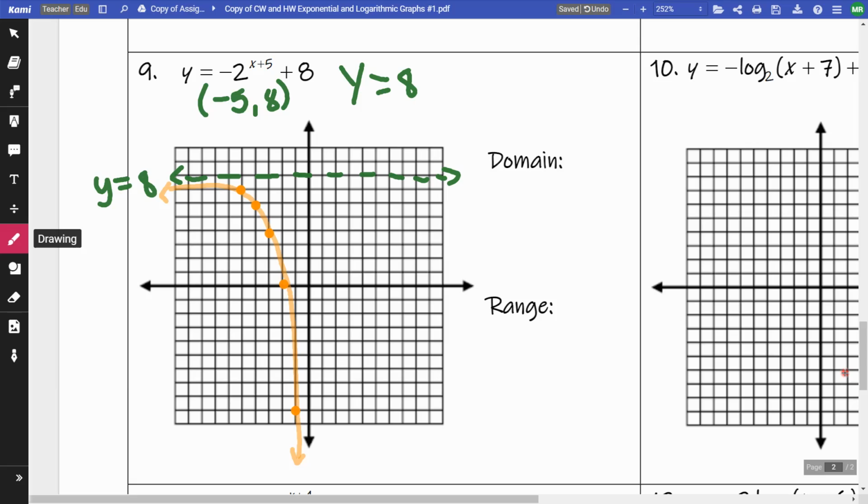My domain is going to be negative infinity to infinity. My range is going to be basically everything below my asymptote. So negative infinity up to 8, but not including 8.